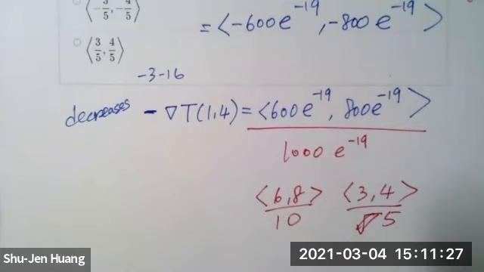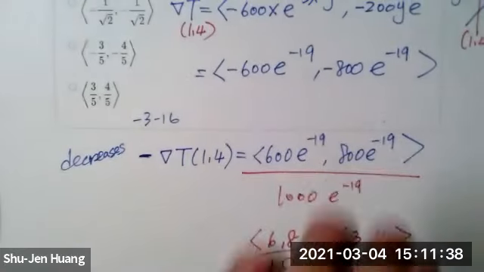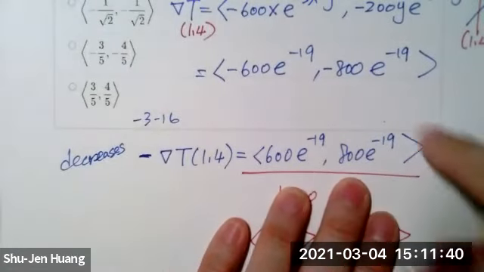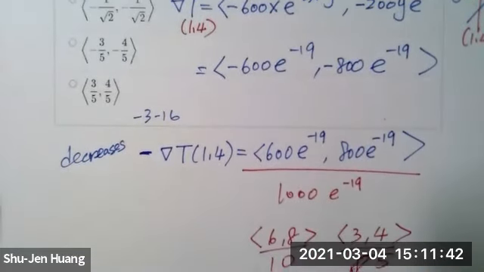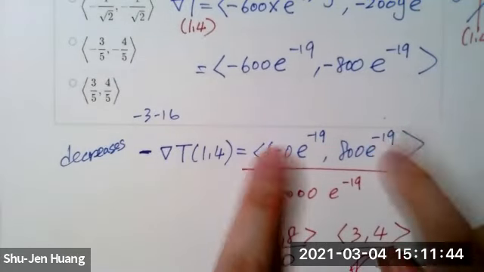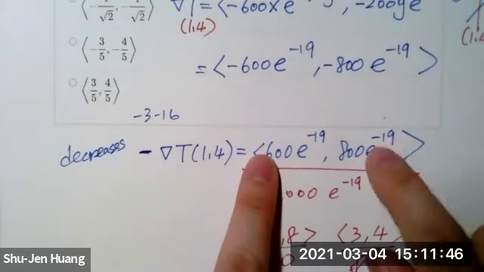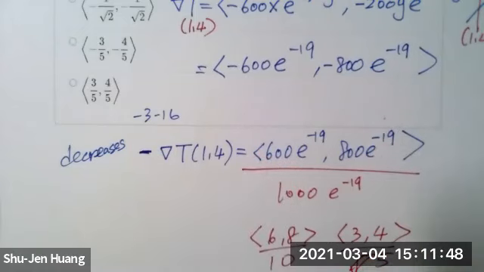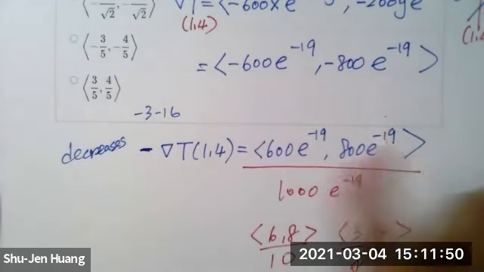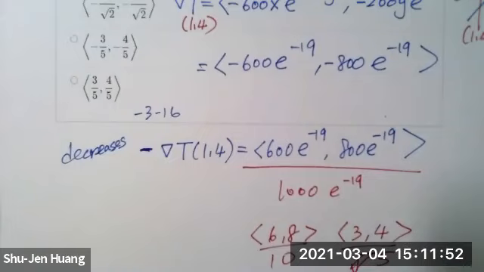If it didn't ask for the unit vector, then we would just stop after we take the magnitude of the gradient vector? If it didn't ask for the unit vector, you can stop right here. Any vector pointing in the same direction gives the temperature decreasing most, as long as it points in the same direction as this one. So this is question 13.